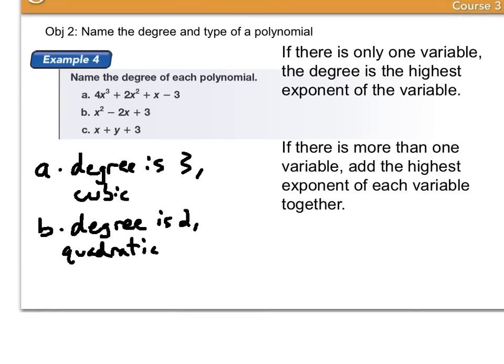Okay? Now let's look at example C. Example C is a little different because I have two variables here. I have an x and a y. So that's where this part comes in. It says if there is more than one variable, add the highest exponent of each variable together. Well, my x here has an exponent of 1, plus my y has an exponent of 1, and then my 3 is not a variable, so I don't include it. So that equals 2. Because the x has a 1, the y has a 1. So we're going to say that the degree is 2 for this one.